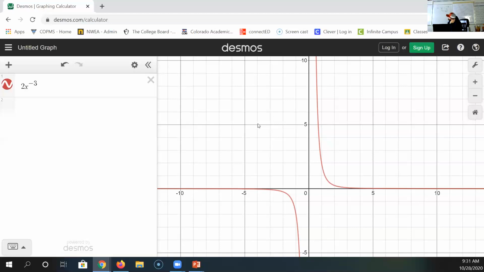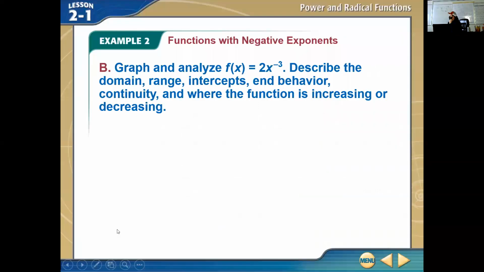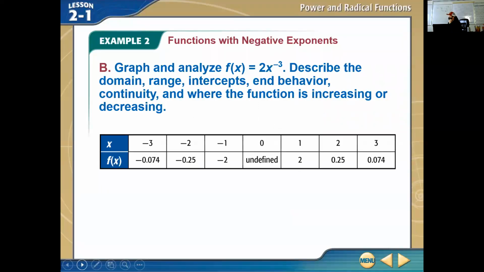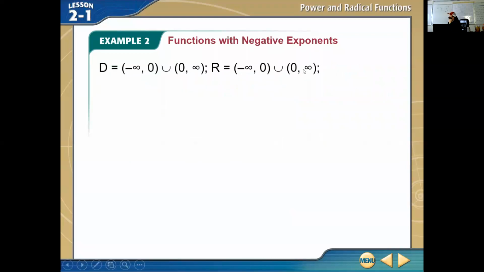Talking about the range and domain, okay, your domain, x can't equal 0. All real numbers except x can't equal 0. Your range, once again, all real numbers, but we won't have a 0. Okay, in behavior, as x goes towards a negative infinity, f of x approaches 0. As x goes towards a positive infinity, f of x approaches 0. Okay, continuity, infinite discontinuity at x equals 0. Once again, all these characteristics are going to stay the same. These will be the same for a negative exponent.